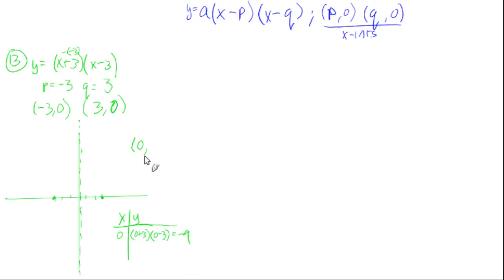So again, this is our vertex. It's going to be at 0 comma negative 9. There's our vertex, and that makes things pretty simple to graph. There we go. So our vertex we could label at 0 comma negative 9, that's part of the instructions, and the line of symmetry at x equals 0.